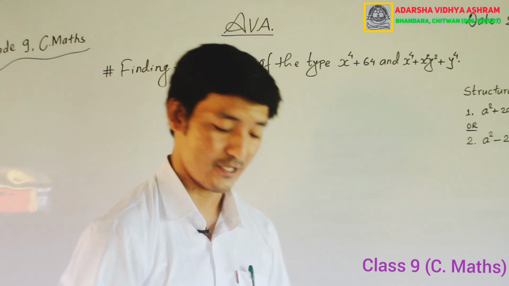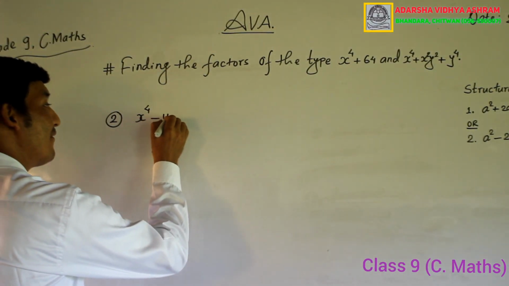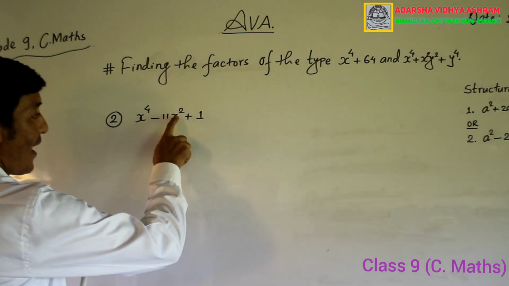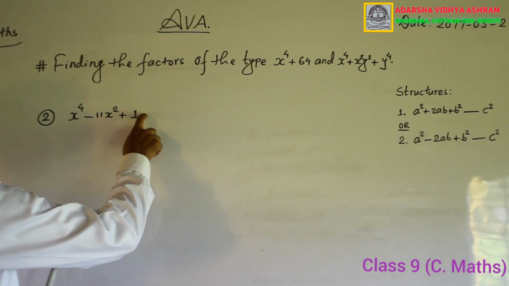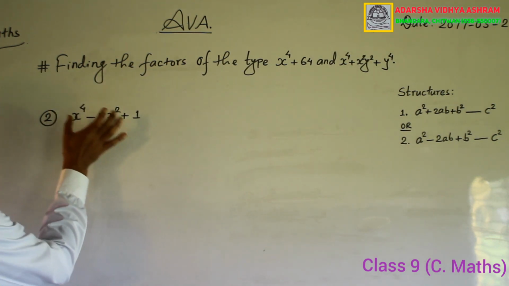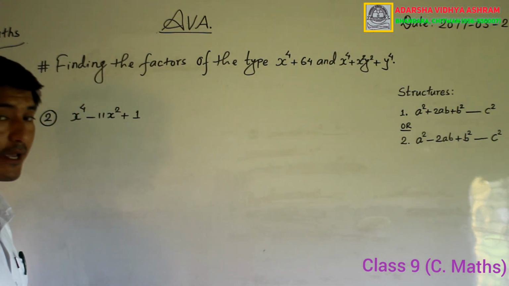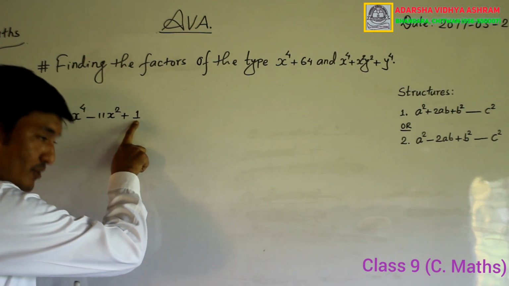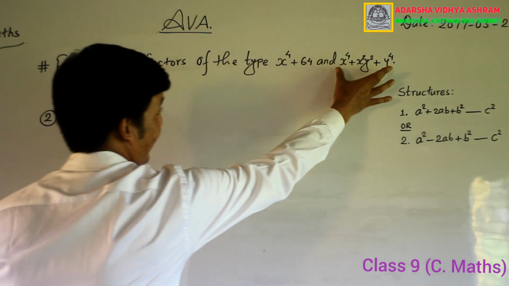That question is 2x to the power 4 minus 11x square plus 1. If I put y square here, then here should be y to the power 4, because the structure should be the same. This structure and this structure are exactly the same, no problem in mathematics. My students, you can see how many terms there are. Obviously 3 terms, and this is similar to the second structure.